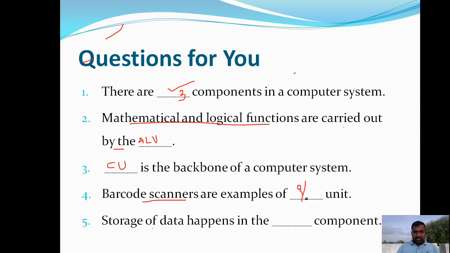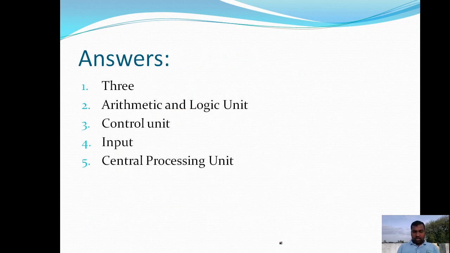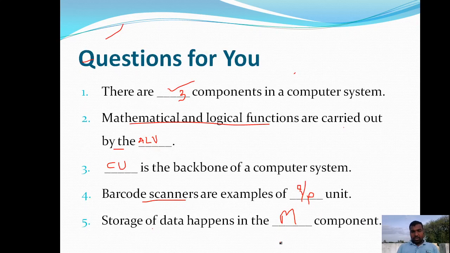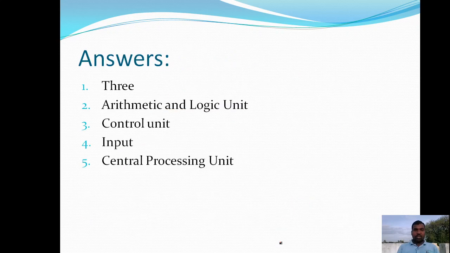So barcode scanners are examples of what? Barcode scanners are examples of input devices, right? Storage of data happens in the dash component: the memory, right? That memory unit is under the CPU. So these are the answers for this session.